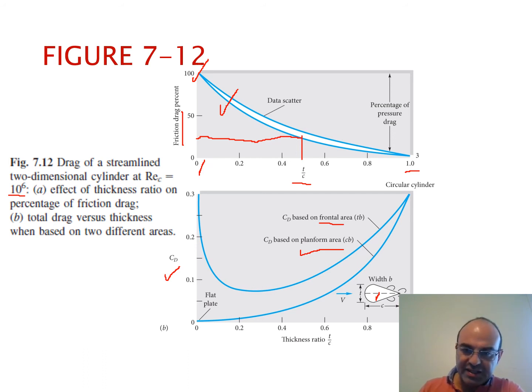So if we consider, for instance, based on the planform, when we look at it from the top, and when T over C is equal to 0, then we do have a flat plate here. T over C is 0, it's a flat plate. Then for a flat plate, we remember from the previous example, CD was very small, 0.00 something. And for a flat plate, the area is actually the planform area.